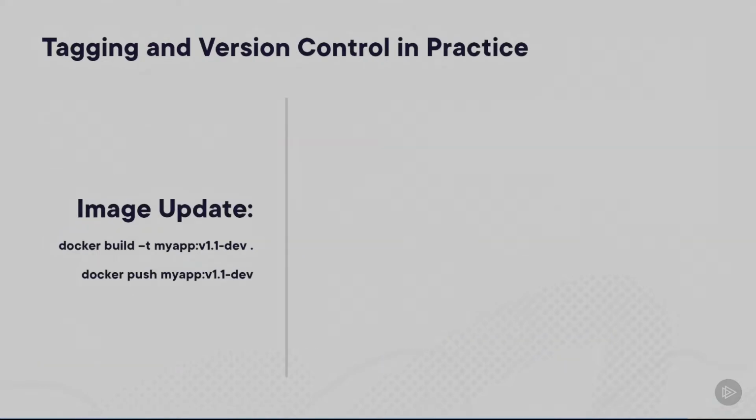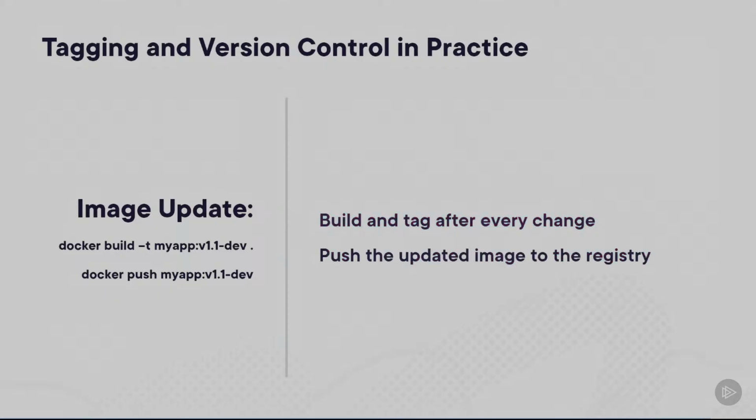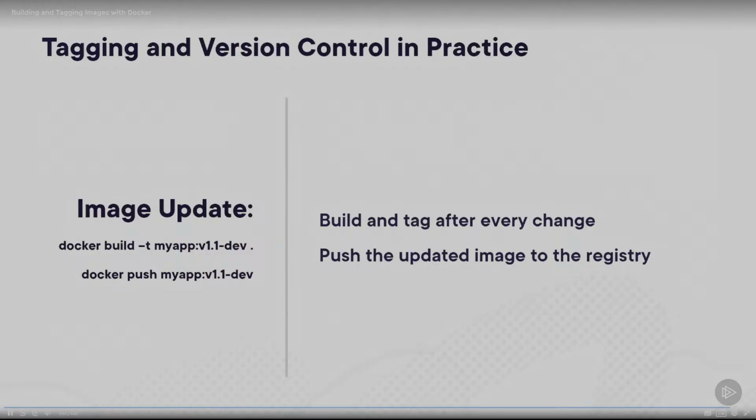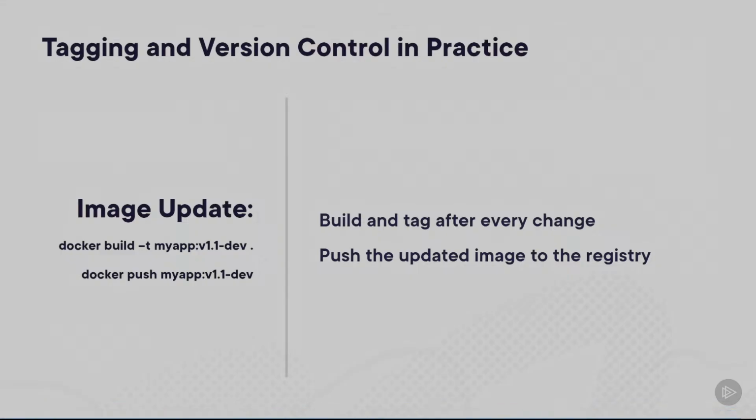Let's say you're working on an application and you need to make changes. Every time you build a new image after a change, you should update the tag to reflect the new version. For example, after fixing a bug, you might build and tag a new version with docker build, and then afterwards you push the new version of your image to your registry. And this helps you keep track of what's changed between versions and which versions are deployed in different environments.